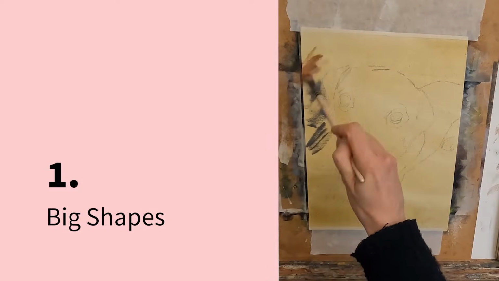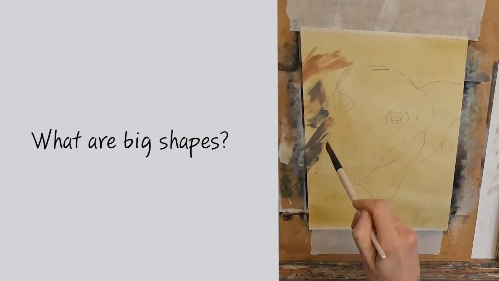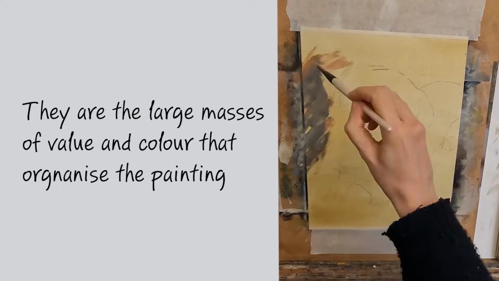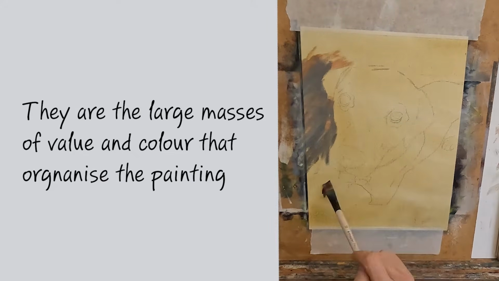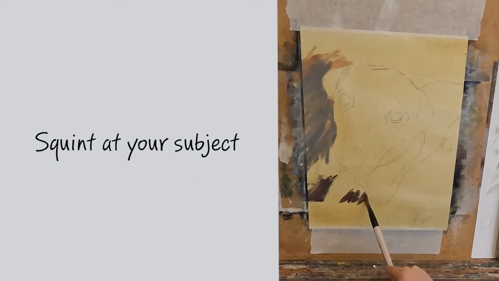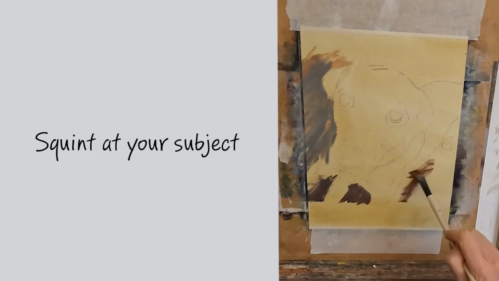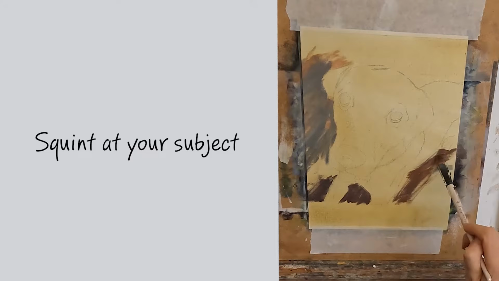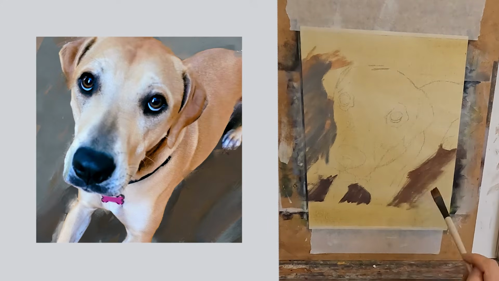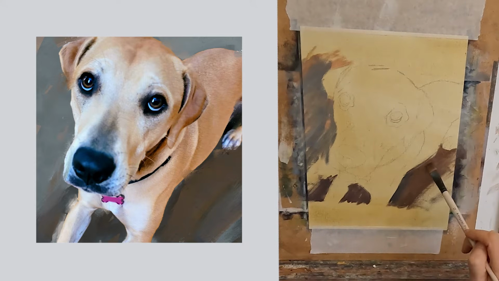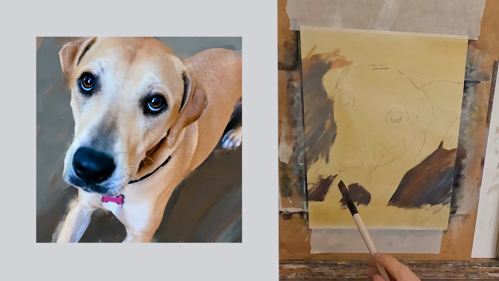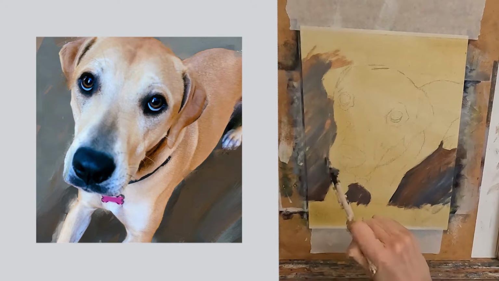Number 1, big shapes. So what do I mean by big shapes? Big shapes are the large, simple masses of value and colour that organise the entire painting. If you squint at your subject and most of the details disappear, whatever is left, that's your big shapes. This is my reference photo. Just a note, I have painted over the background in Photoshop as the dog was sat on a wooden floor. I wanted colour contrast between the dog and the floor, so I changed it.